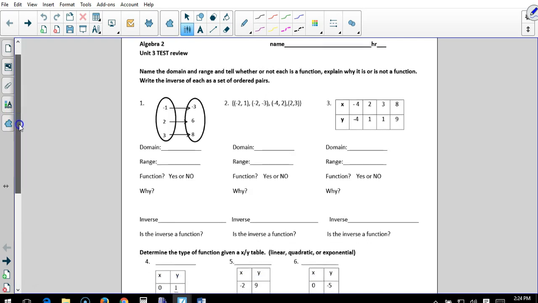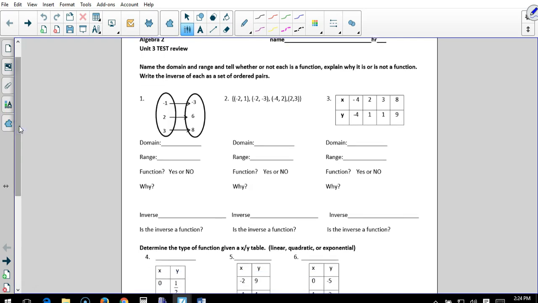Okay, so number 1, we're always reading directions: name the domain and range, and tell whether or not each is a function. Explain why or why not. Write the inverse of each as a set of ordered pairs. Okay, so the domain, remember, when you have numbers in tables and bubbles, is just the values listed. So -1, 2, and 3. My range is -3, 6, and 8. Is it a function? Well, there's no repeats in my domain, so yes.